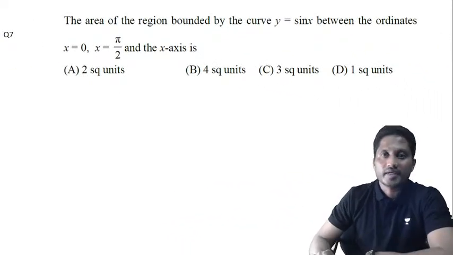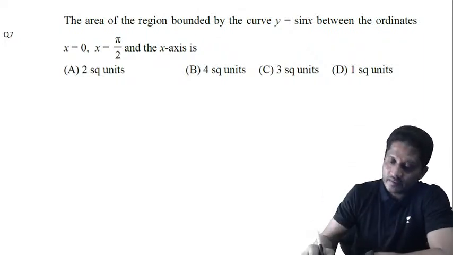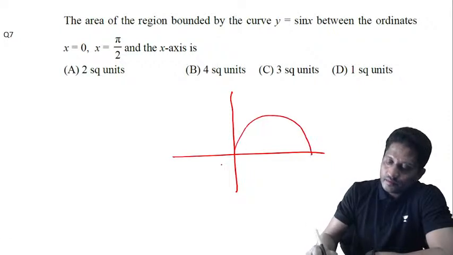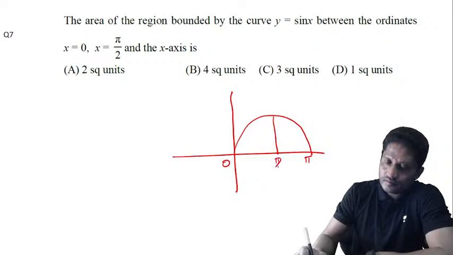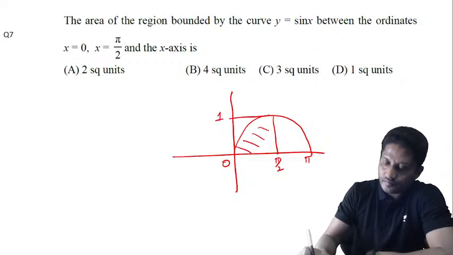The area bounded by y equal to sin x between the ordinates x equal to 0, x equal to pi. So you plot the sine graph. This is 0, pi, this is pi by 2. Maximum value of sine is 1. This area I'm supposed to find out.